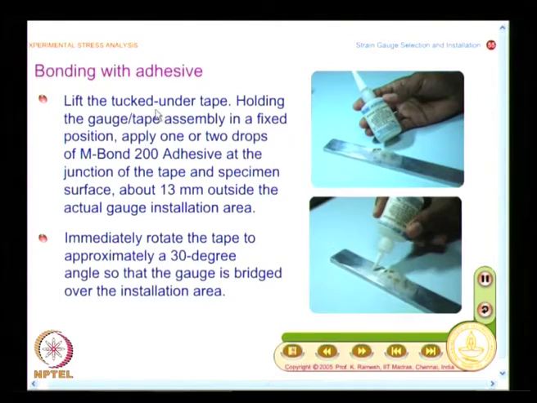So, you have to lift the tucked under tape, and holding the gauge tape assembly in a fixed position, apply 1 or 2 drops of M-Bond 200 adhesive. You also have equivalent adhesives, at the junction of the tape and specimen surface. Then you need to immediately rotate the tape to approximately a 30-degree angle, so that the gauge is bridged over the installation area. This shows the sequence of steps, and you will see an animation which will show how quickly this is done.